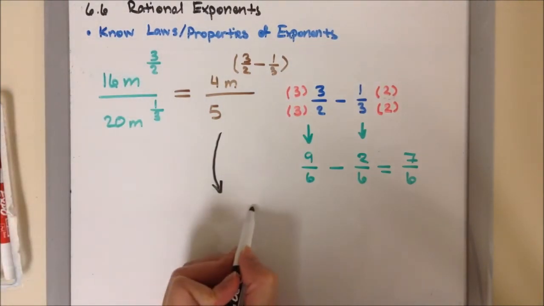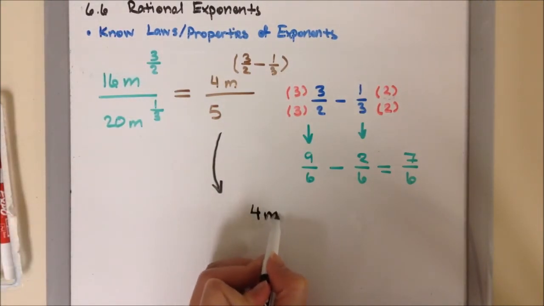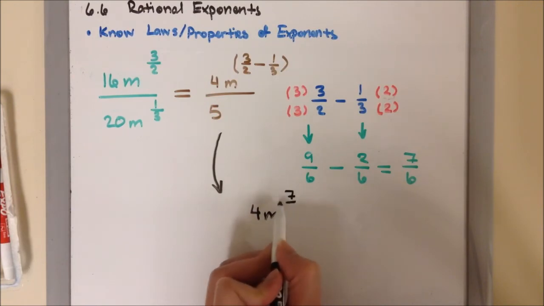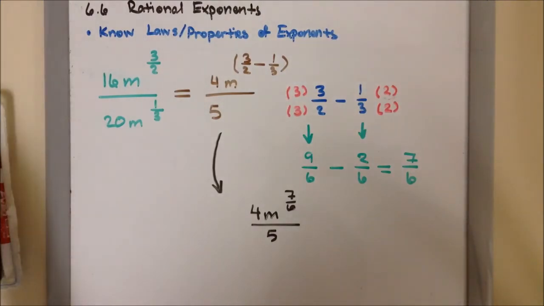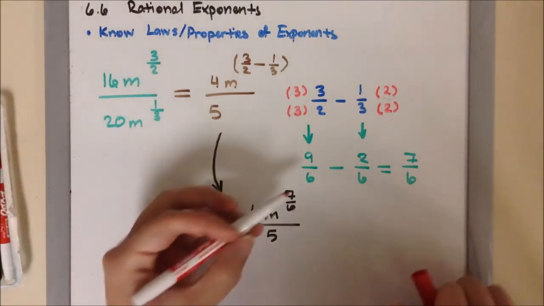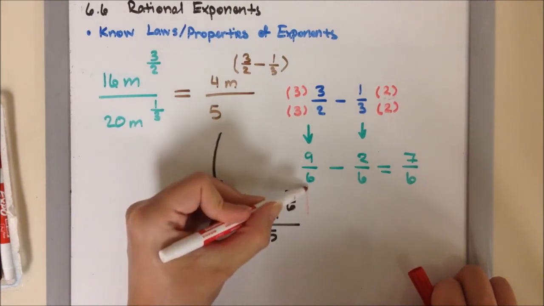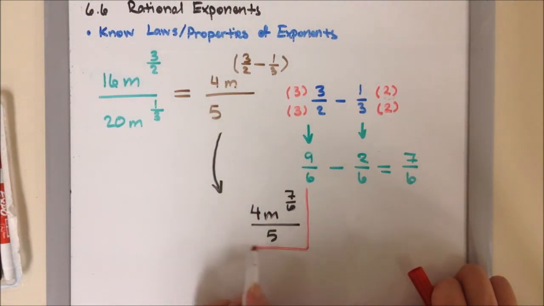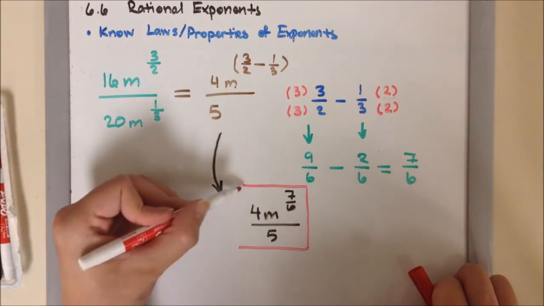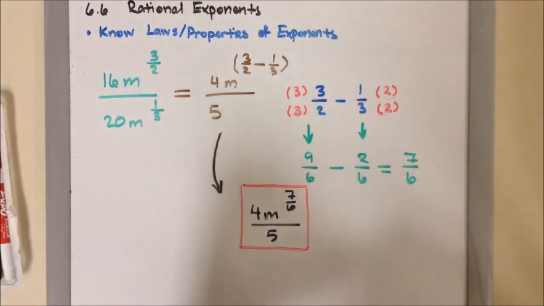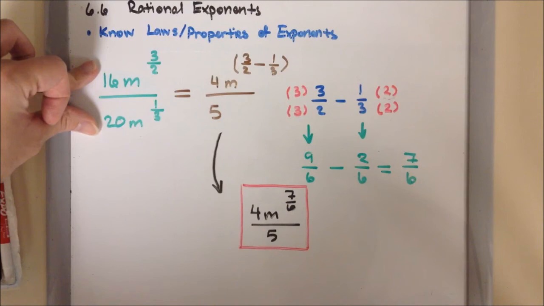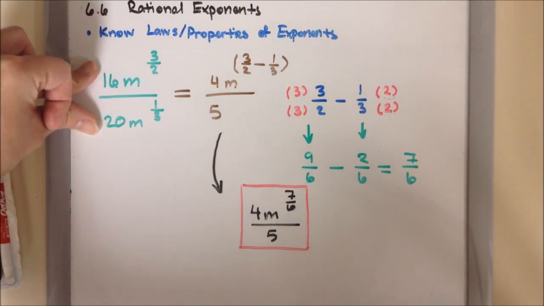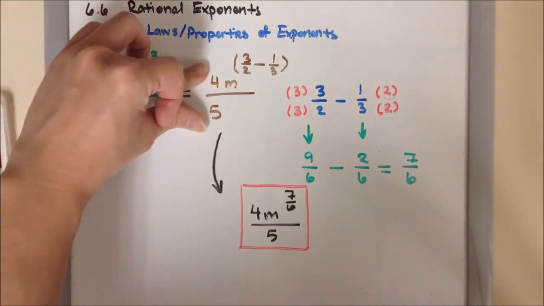So my final answer is going to be 4m to the power of 7 over 6 over 5. So that would be my final answer. And just to review, make sure you always check if you can simplify. In this case, not only just the m's with their exponent, but also the number coefficient, 16 over 20, which both numbers are divisible by 4, which is how I got 4 over 5.